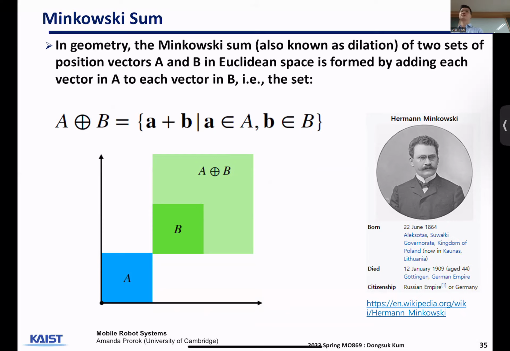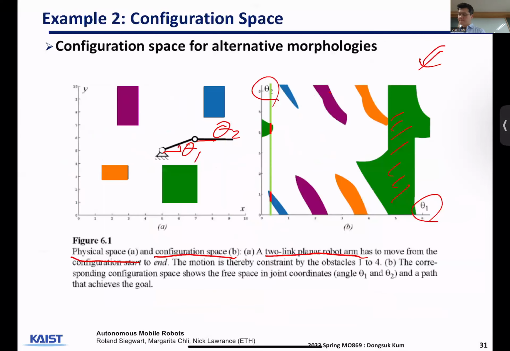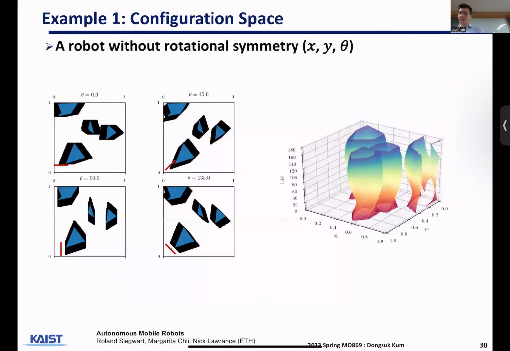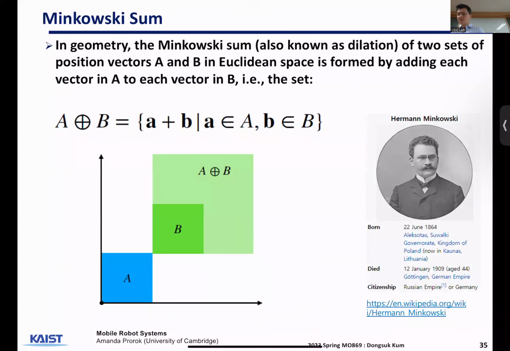For example, here we talked about a point robot, right? But what if the point robot was not a point in reality? Then you have to consider both the size of the robot as well as the obstacle. And what this Minkowski sum simply states is you can lump that into one side.